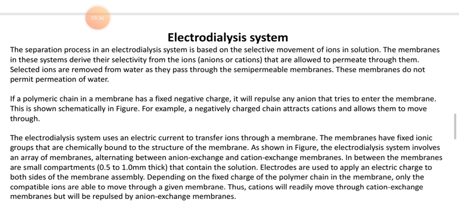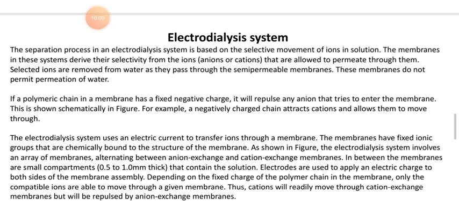If an anion comes in contact with the membrane, it will repel it, but it will attract the cation. If the membrane is bound with a negative charge and any positive charge comes in contact with it, they will attract each other and it will be allowed to pass through the membrane. So this is the system of electrodialysis.